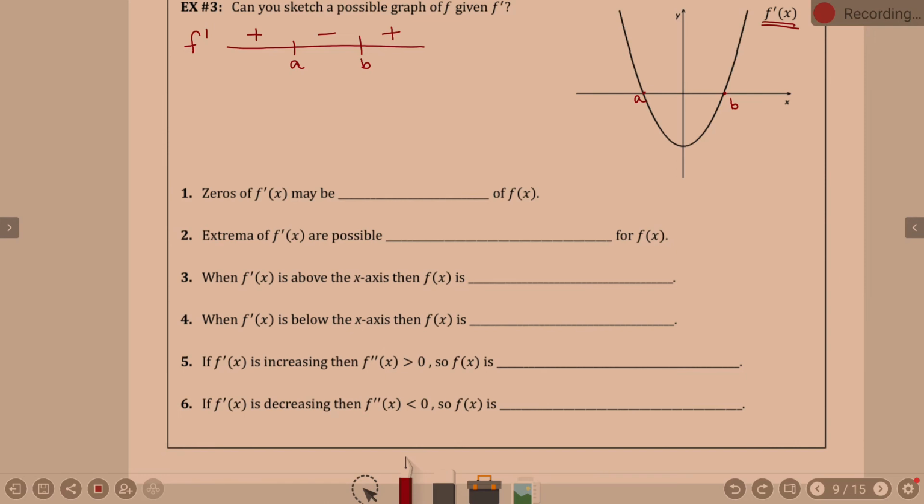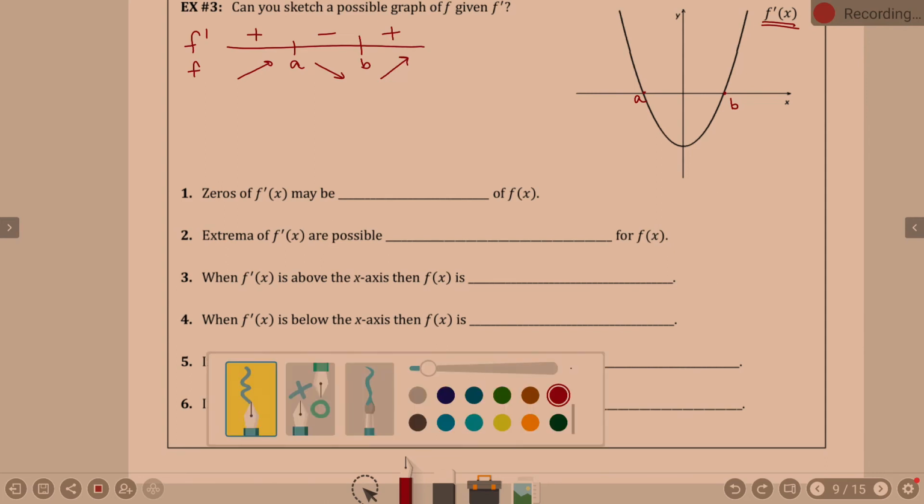What's that say about the actual graph, f itself? If the derivative is positive, the graph itself is going to be increasing. If the derivative is negative, the graph is going to be decreasing and then increasing. So we know my original graph has to increase, decrease, increase.